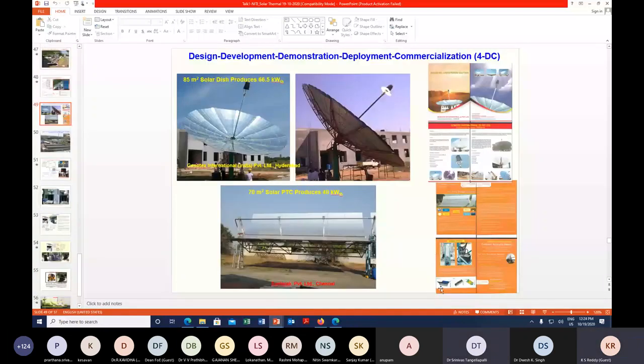The dish you can see here. If you compare these two, one is a dish, the other one is a parabolic trough. So here, this entire aperture, whatever solar radiation falls on it, will be reflected to the receiver here, isn't it?